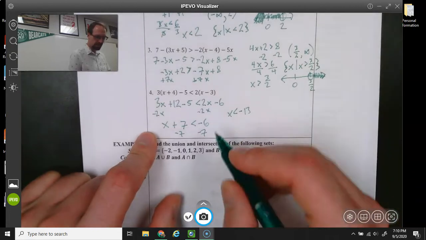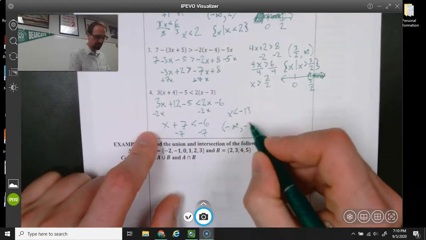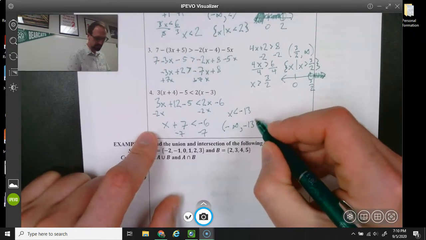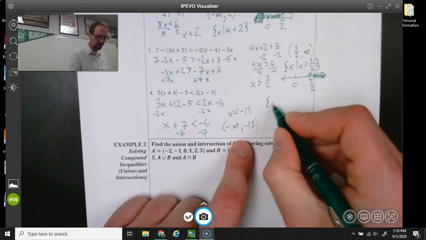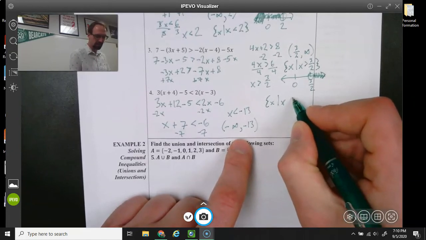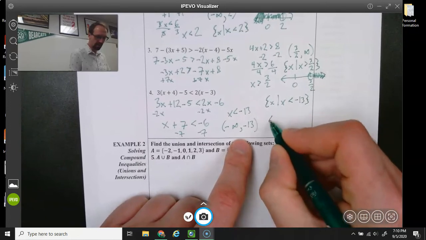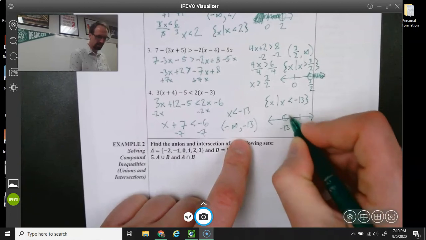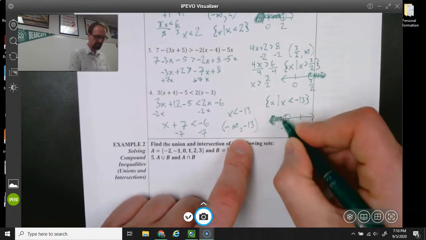Interval notation, we're going to be from negative infinity all the way to negative 13, non-inclusive. And then for set notation, the set of x's such that x is less than negative 13. And then for my number line, I have 0 here, negative 13 here, not inclusive, so it's not filled in. And then we have an open dot, and then shading to the left.